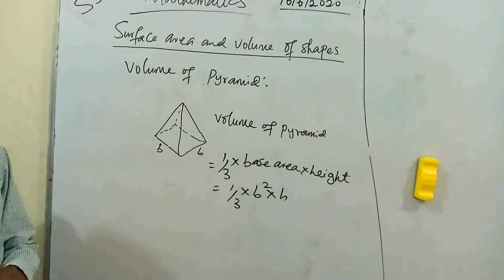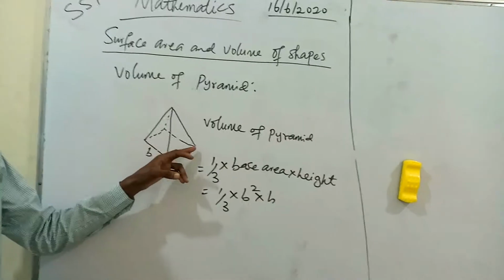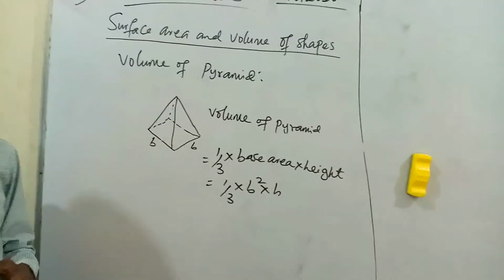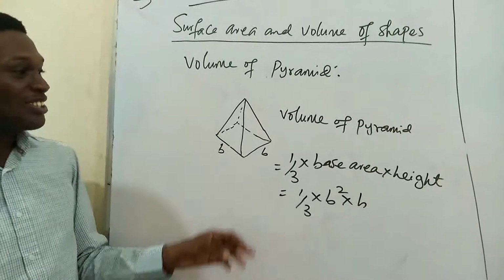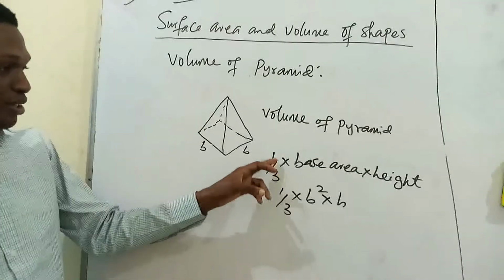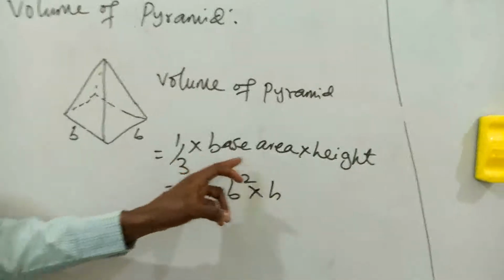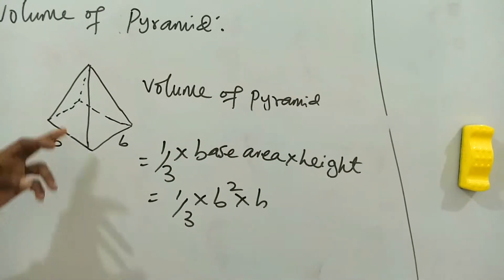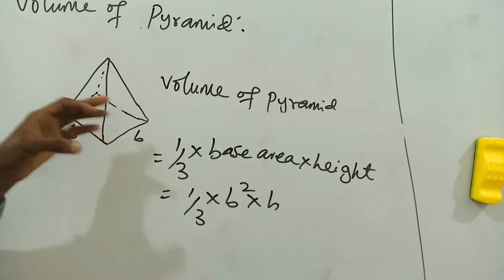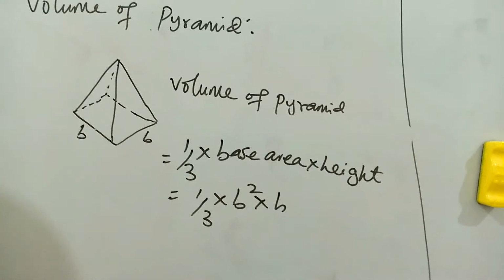The figure we have on the board is a pyramid having a base which is square shape. That means the base is square, so we call this a square-based pyramid. As you can see on the board, the formula for finding the volume of a pyramid is 1/3 times base area times height. Like I said, it is square-based, so the base is a square. So we have 1/3 times the area of our square, then times the height of the pyramid.